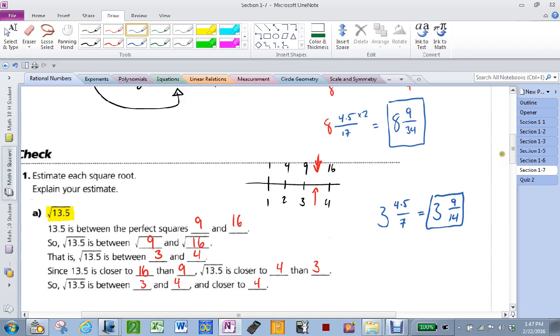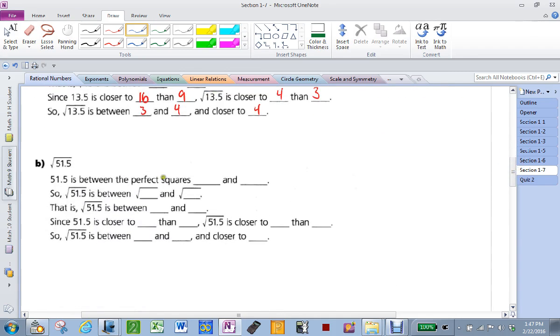Okay. You guys try 51.5. You've got the line at the top of your notes. I'm going to redraw the parts that matter.